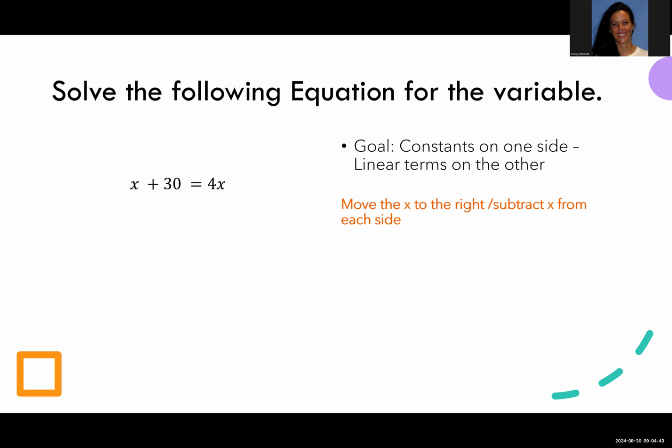But what I'm going to do is I'm going to subtract x from each side. And so what I'm left with is 30 equals 3x. And so now I have constants on one side and linear terms on the other. And then since 3 is multiplied by the x, I'll need to undo that. So if I'm multiplying, the undo is division. I'm going to divide both sides by 3. That's going to isolate my variable x on the right. And I'm going to be left with 10 equals x.